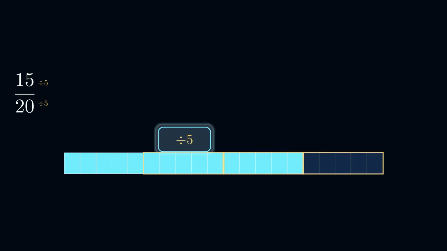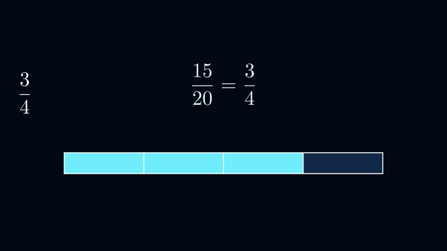15/20 can be divided by 5. 15 divided by 5 gives 3. 20 divided by 5 gives 4. So 15/20 simplifies to 3/4.